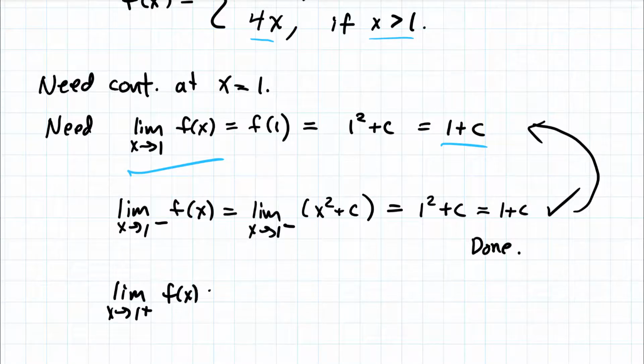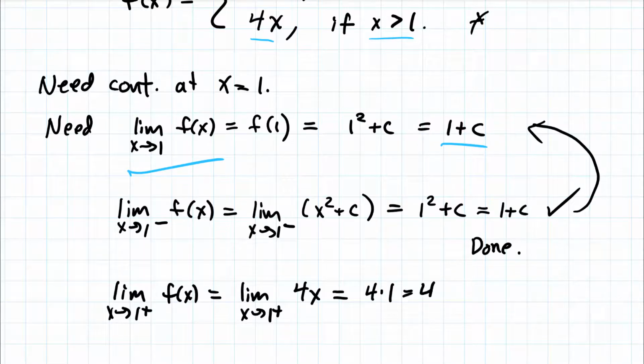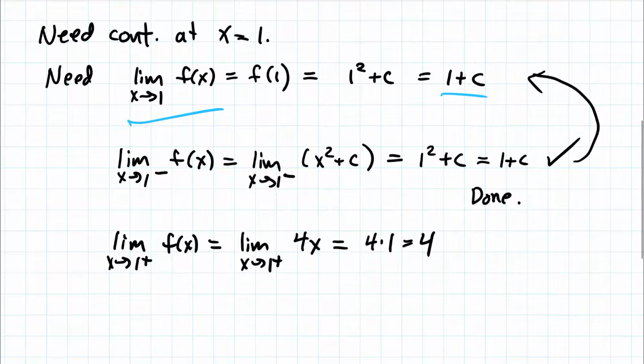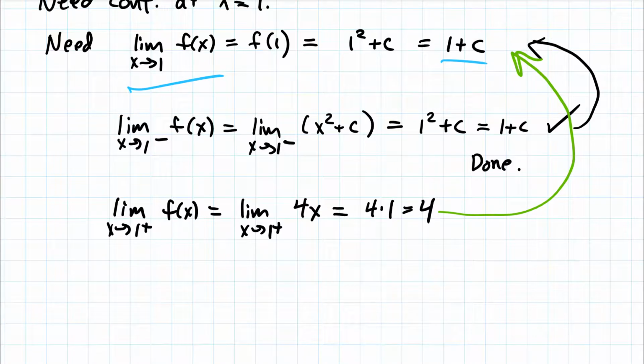Here, when we're going from the right-hand side, whenever x is bigger than 1, then the function is 4x, because that's what the definition says up there. So 4x is continuous, so the limit will be 4 times 1, which is 4. And I need this to match there as well. And that doesn't match unless I pick c just right.